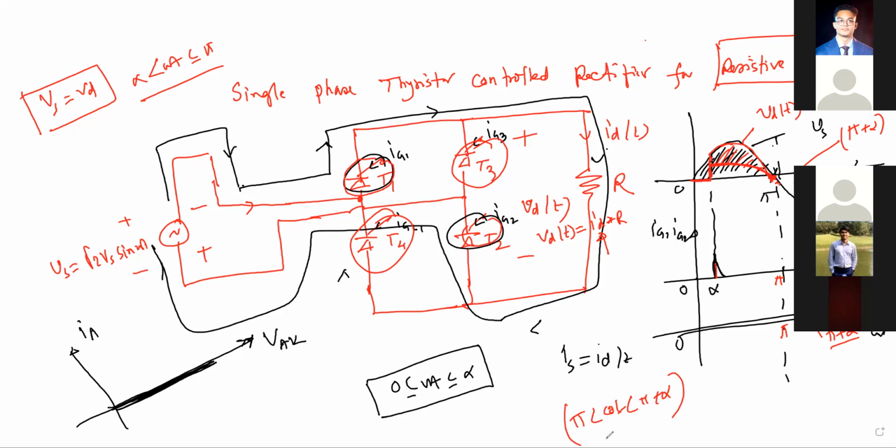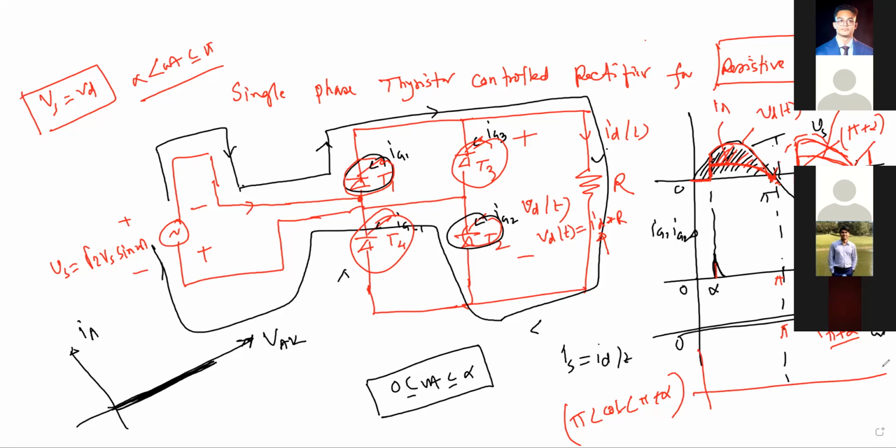Okay, so after pi plus alpha, we have applied the firing pulse to T3 and T4, so they will start conducting, and just like that, we shall get the output voltage like this, and the output current ID will be like this. And again, after one complete cycle, we shall apply another pulse here. That will be at twice pi plus alpha, and then so on. This will go like this.